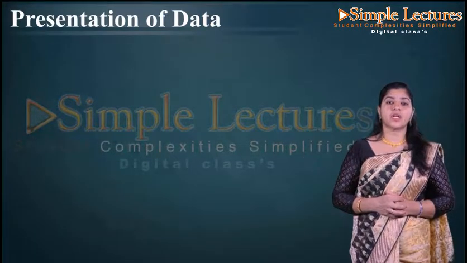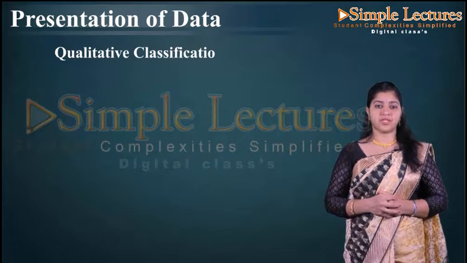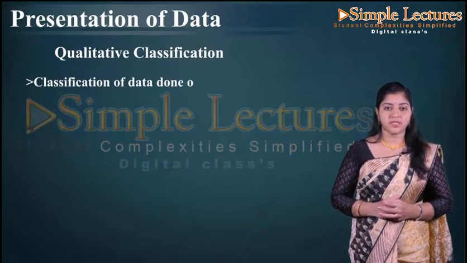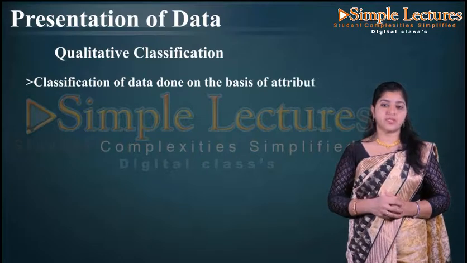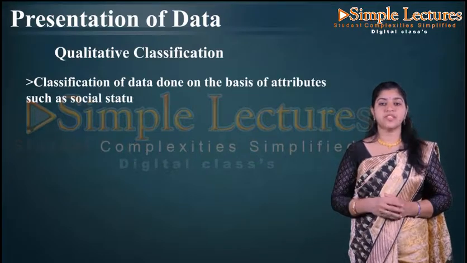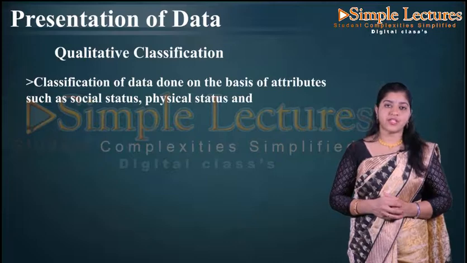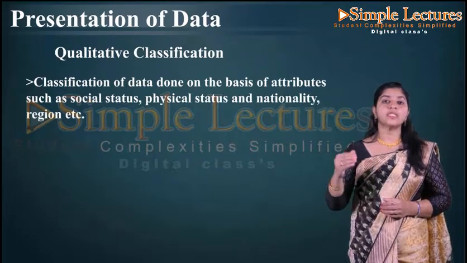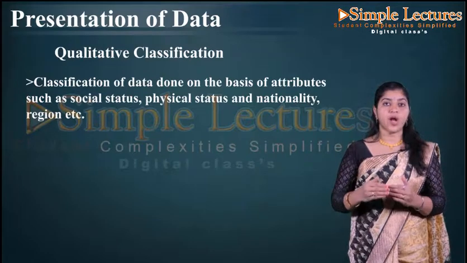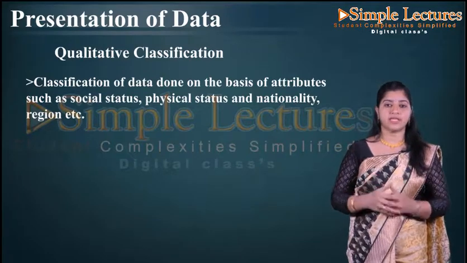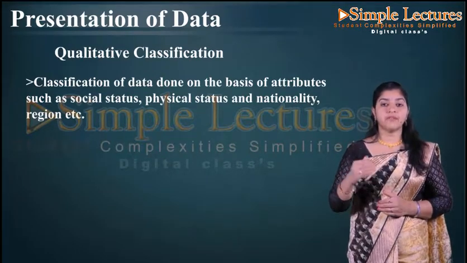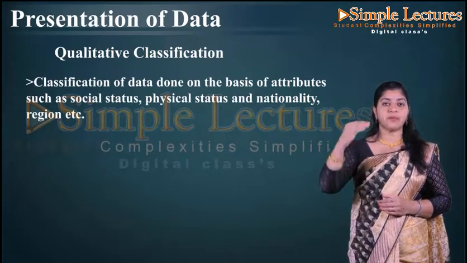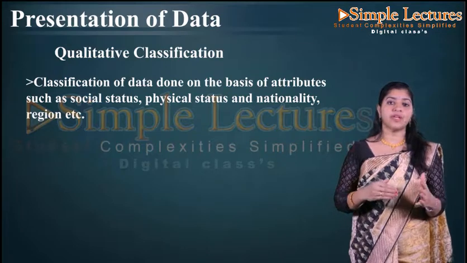Next is the qualitative classification. Classification of data done on the basis of attributes such as social status, physical status, nationality, region, etc., is known as qualitative classification. Qualitative means according to the quality. We say it when we talk about the social status of a person. Some people may be rich, poor, so that way we can qualify them.